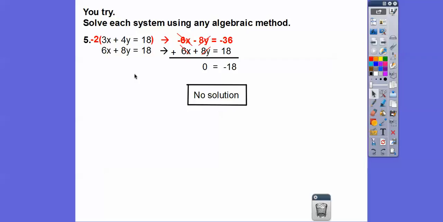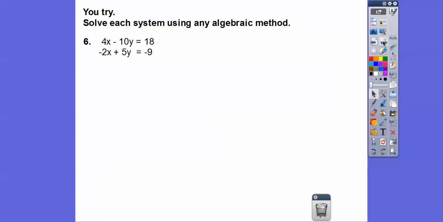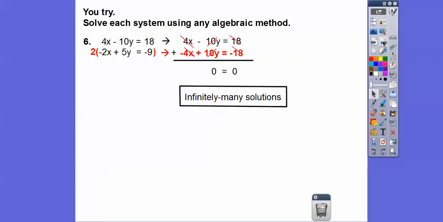Now, that just means they're parallel lines, you guys. They don't intersect anywhere. That's what no solution means. They're just parallel lines, okay? Okay, this one here, I'm going to take that bottom equation, multiply it times 2, and this time we get 0 equals 0. Well, that's a true statement. So that just means they're the same line.